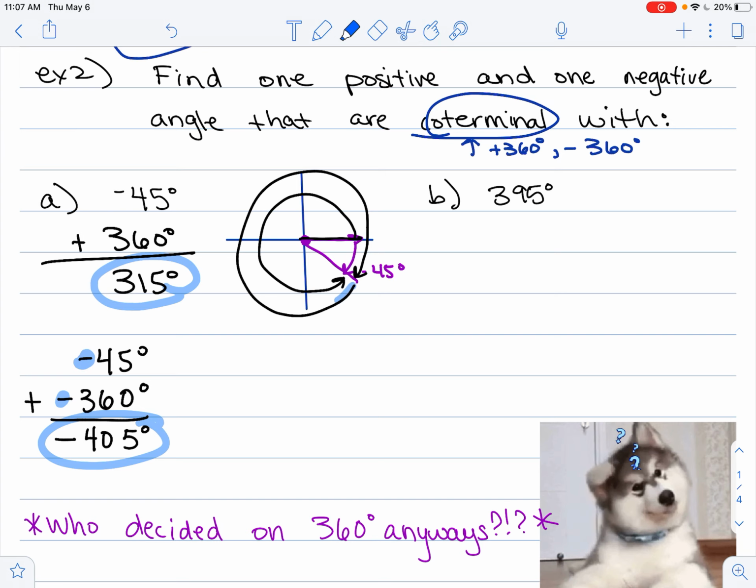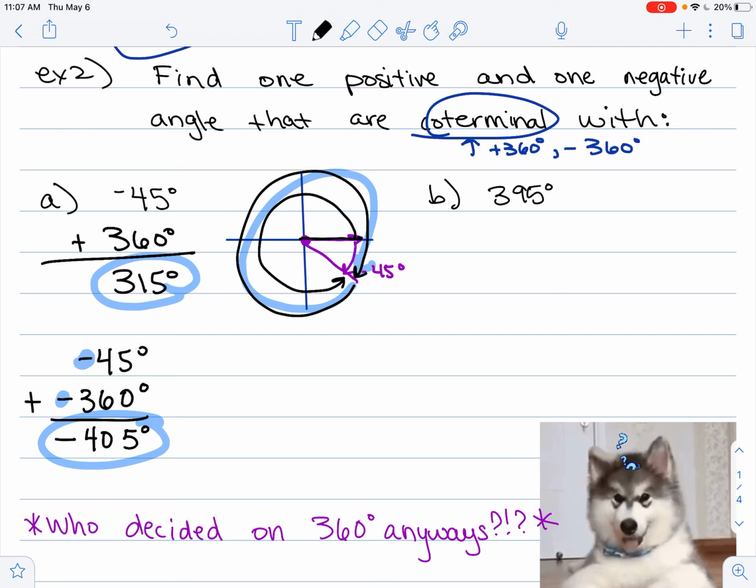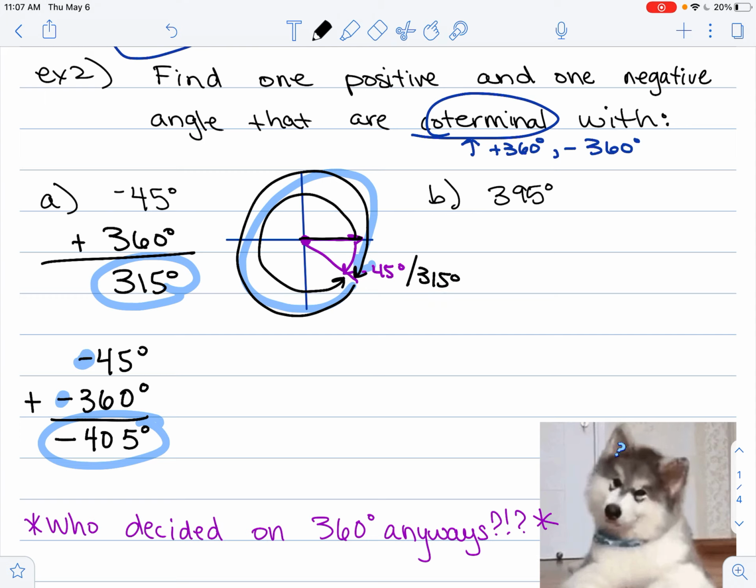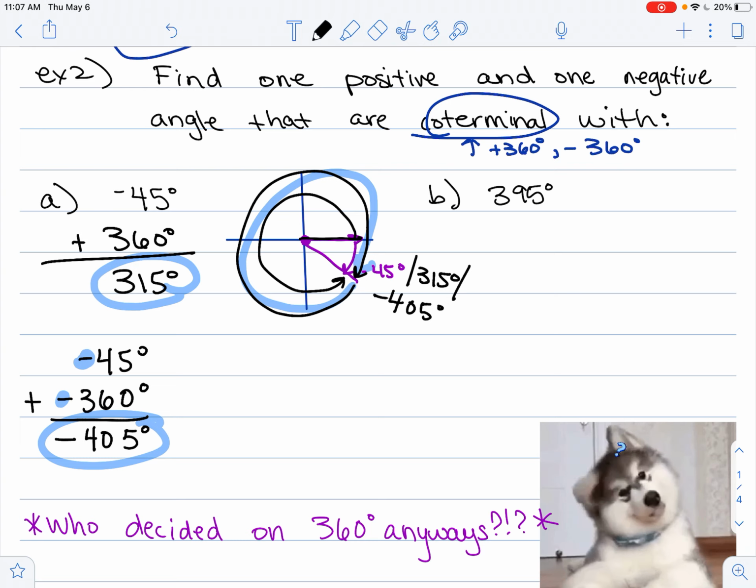So these are both coterminal, and I'll draw it this way. If I go negative 405 degrees as well. So negative 45 is the same as 315, is the same as negative 405. Okay?